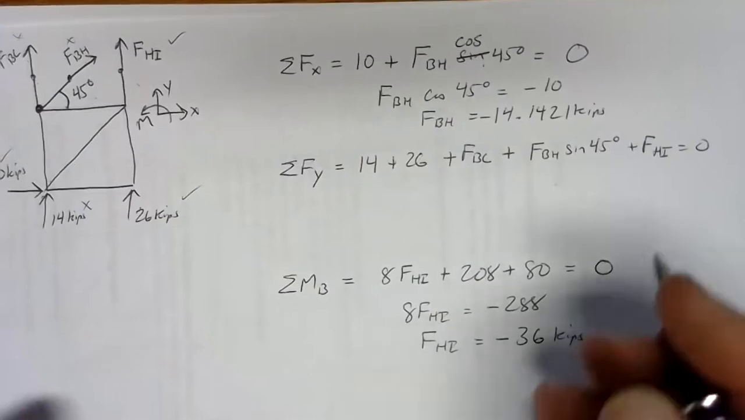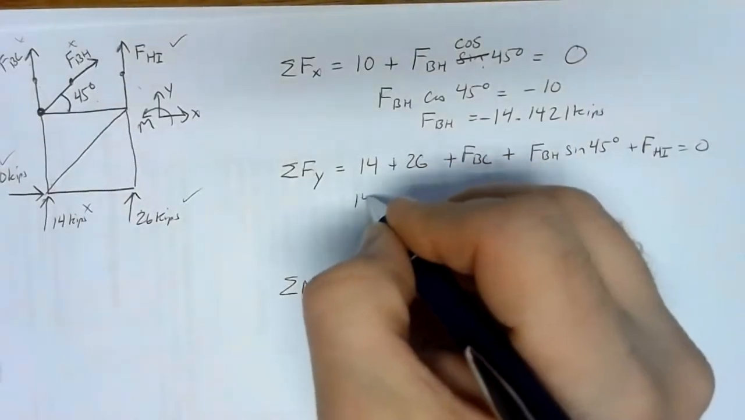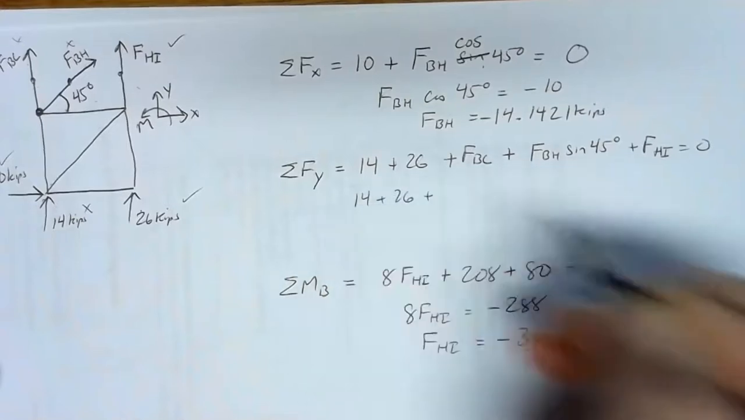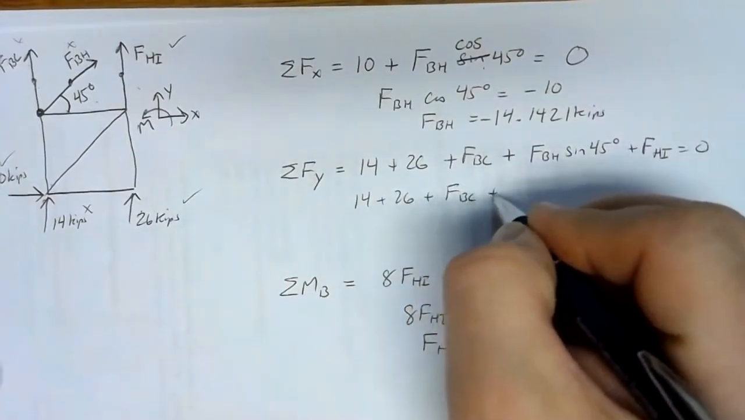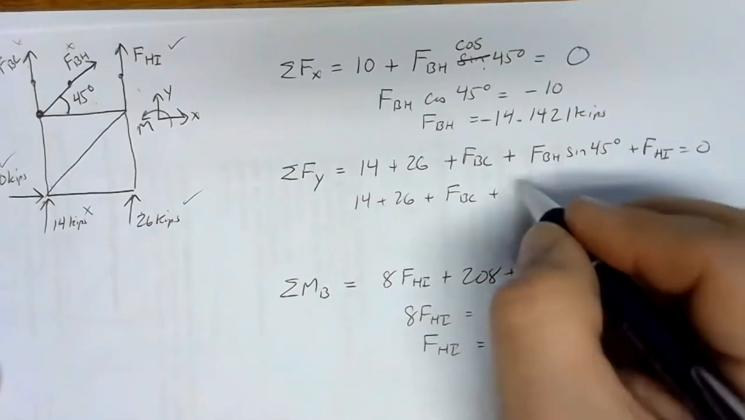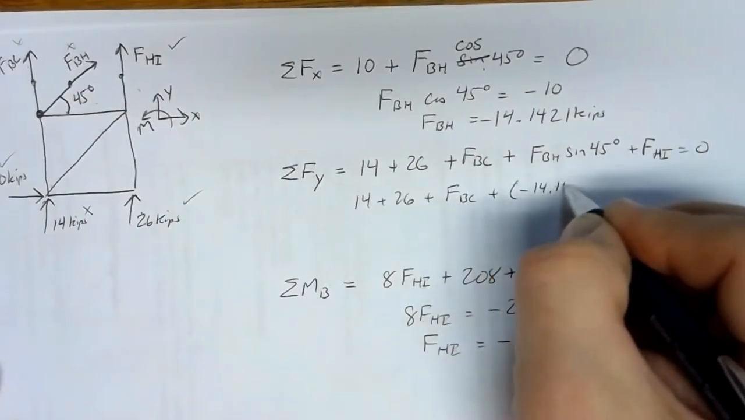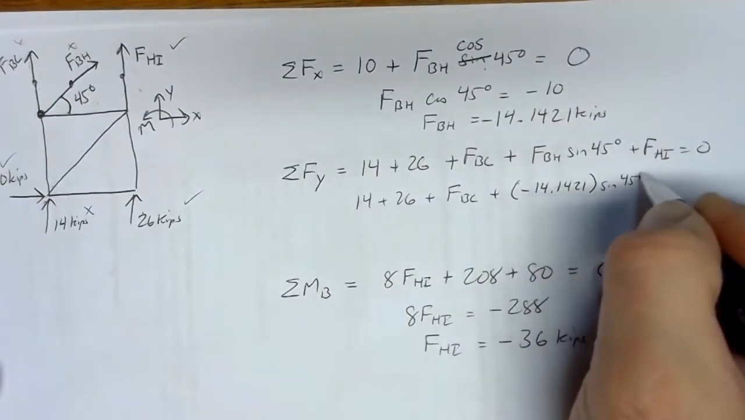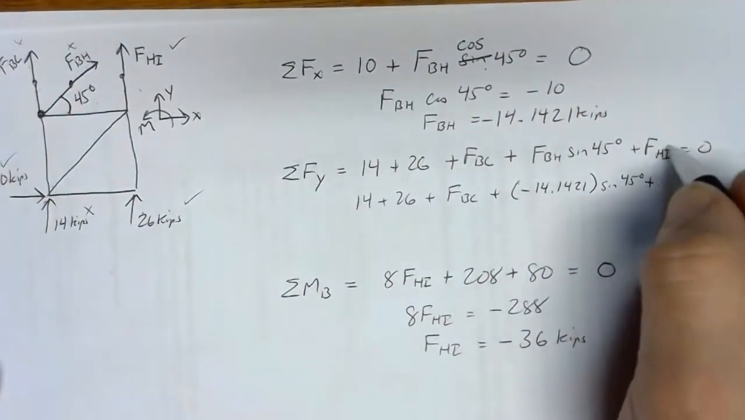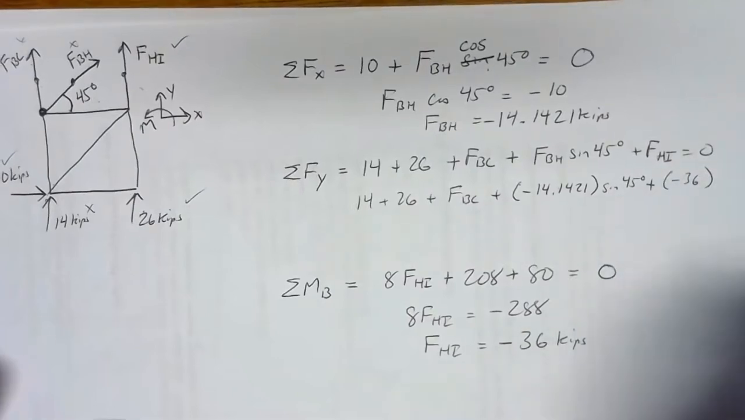Now that we've got those, we can go ahead and plug into our Y direction equation. We've got 14 plus 26 plus FBC, which we don't know yet, plus FBH, which is negative 14.1421 times the sine of 45 degrees, plus FHI, which is negative 36. We've got to be careful with the signs here.